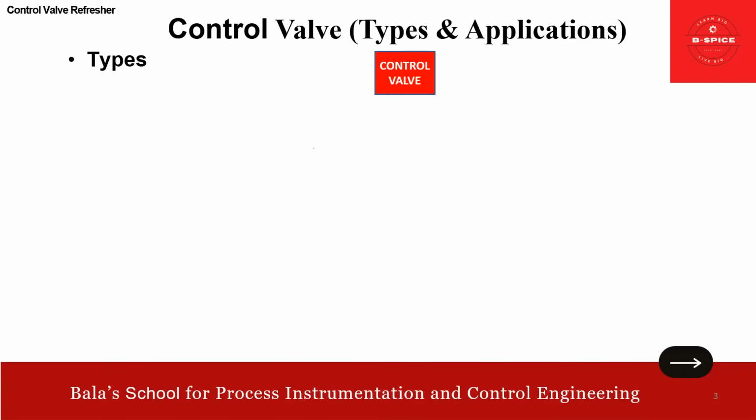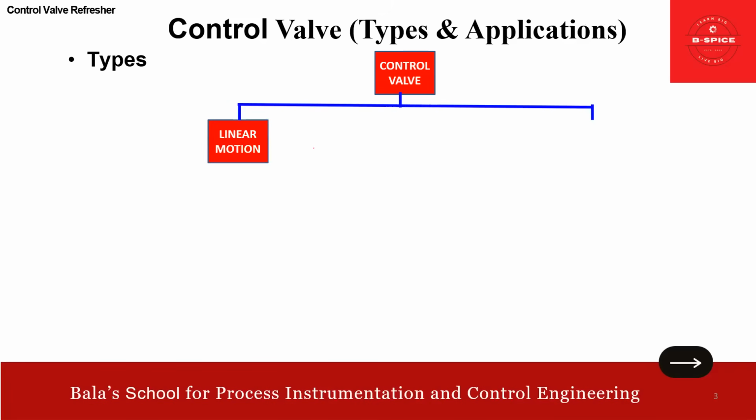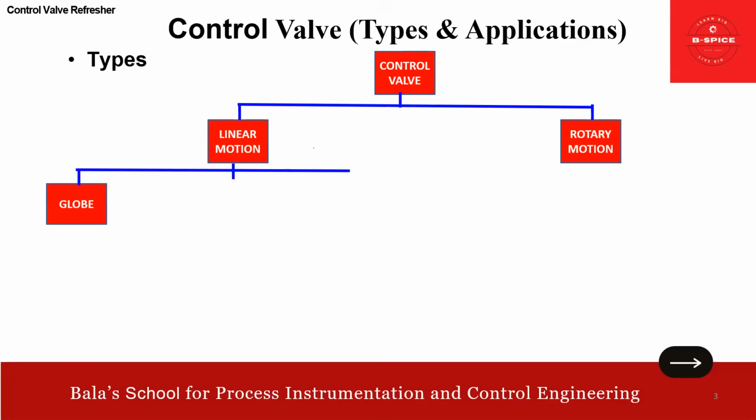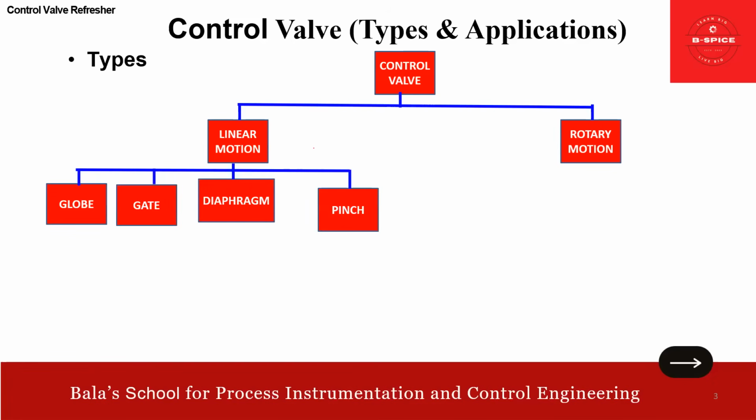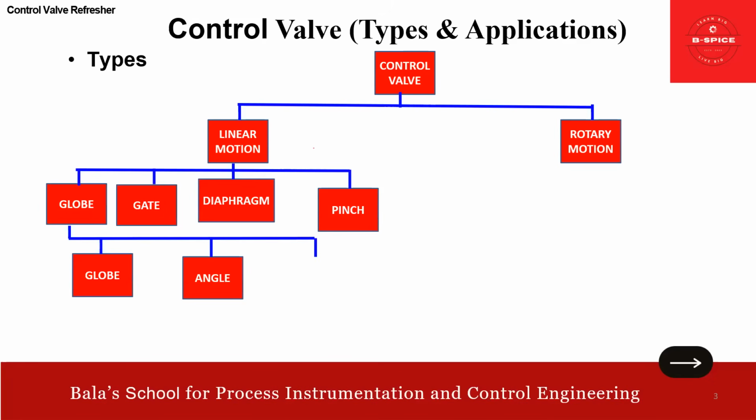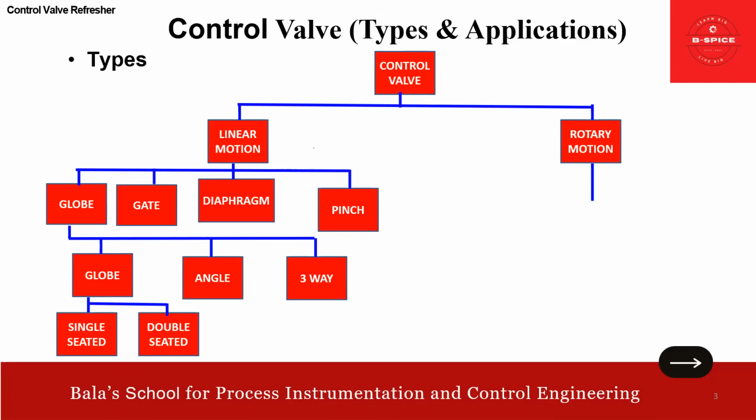So basically, I'm going to talk about the control valve types in the form of a tree. Control valves have linear motion and rotary motion. Under linear motion, we have globe, gate, diaphragm, and pinch. Under globe, we have globe, angle, and three-way. Again, the globe is classified as single-seated and double-seated.